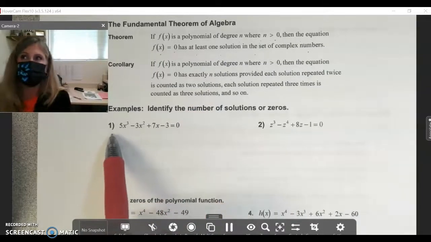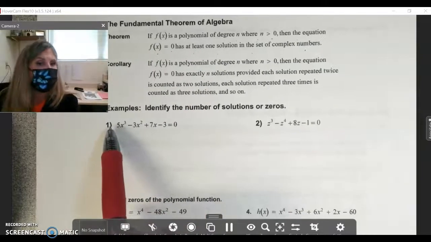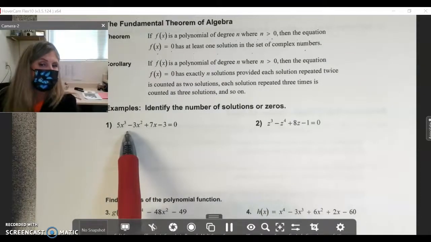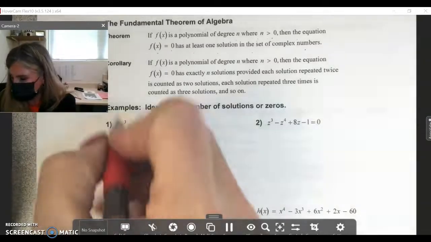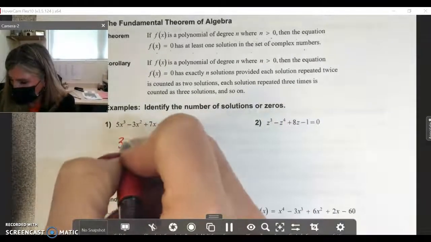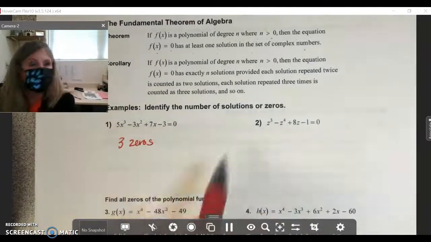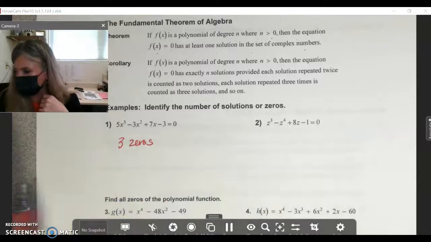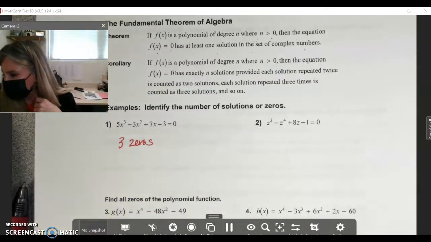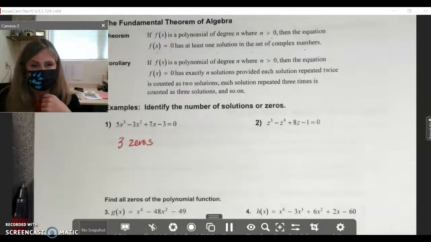So what is the degree for this first equation that we have here? You look for the highest power of x. So what's the highest power of x? So this would have 3 zeros. Those zeros that we find could be rational, irrational, they could be real numbers, they could be imaginary numbers.